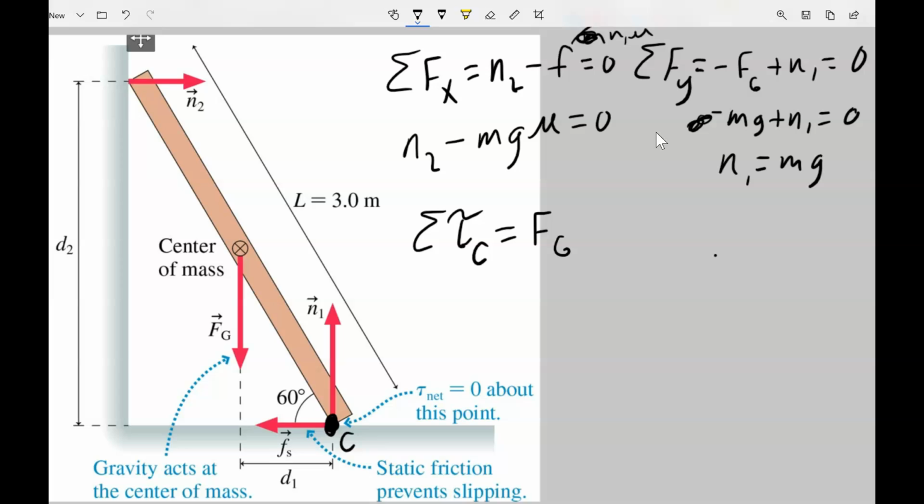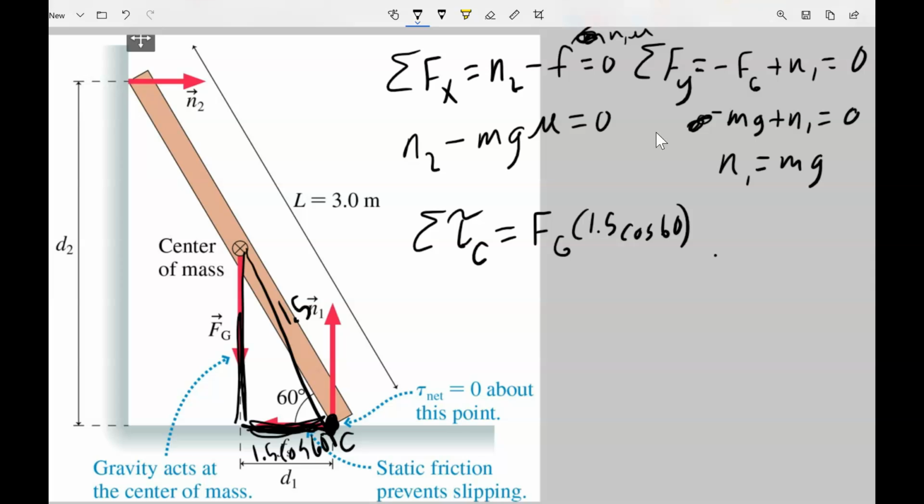Notice Fg is going to produce what sign? A positive torque. So Fg times what? Fg times this perpendicular component of the radius. So that perpendicular component of the radius, if this is a 3 meter long ladder, then this is 1.5, and so this is going to be 1.5 cosine 60. So Fg times 1.5 cosine 60.